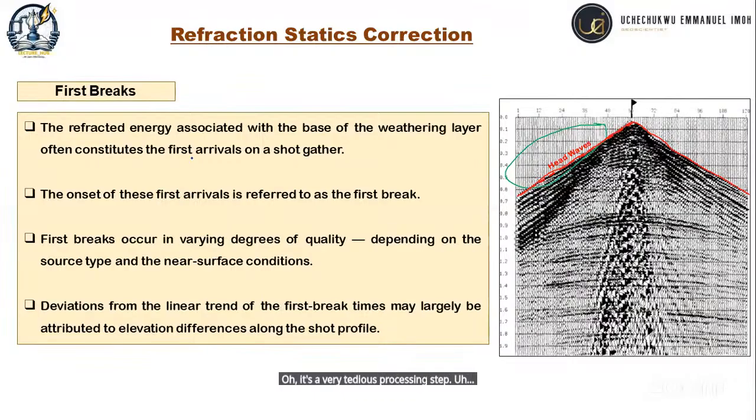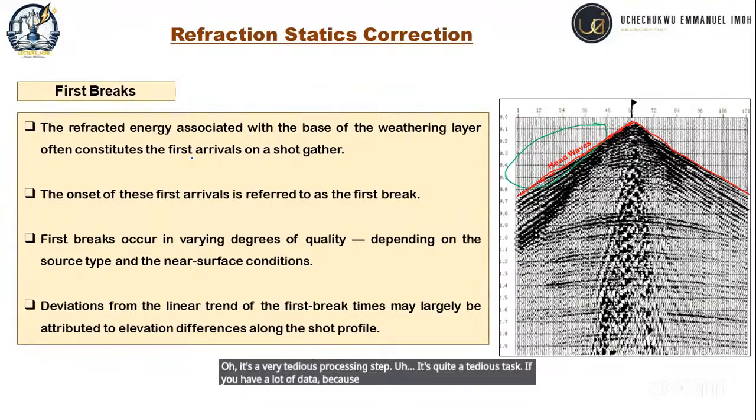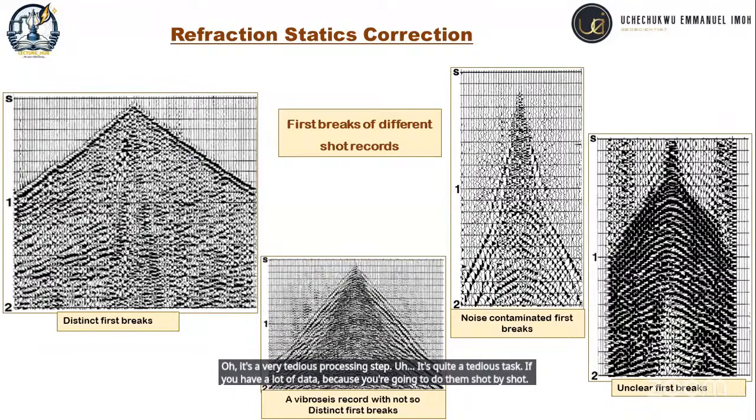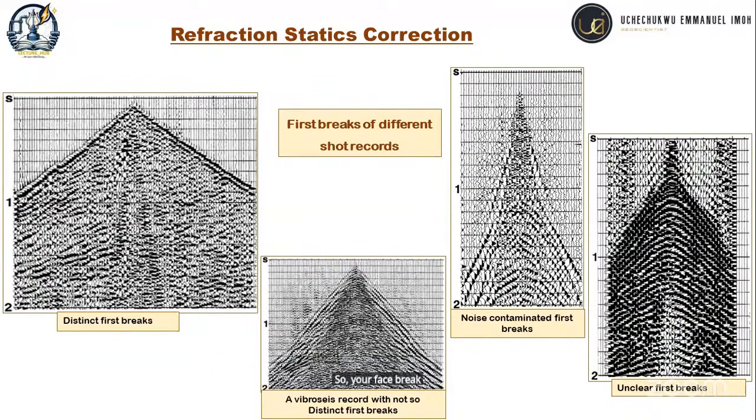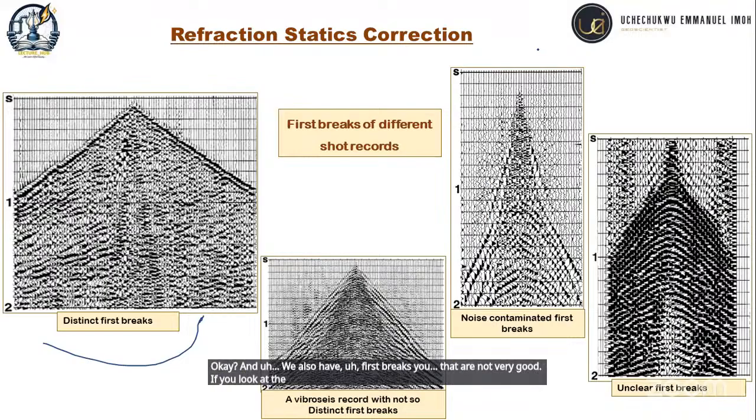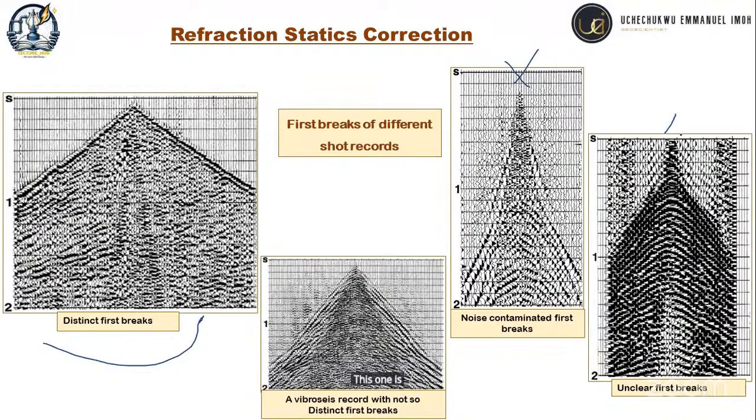It's quite a tedious task if you have a lot of data, because you're going to do them shot by shot. So your first breaks will appear this way. Sometimes they will be good, sometimes they will be bad. This is typically what a good phase break looks like, okay? And we also have phase breaks that are not very good. If you look at this other part, this one is not too good. This one is also not too good, not too clear.